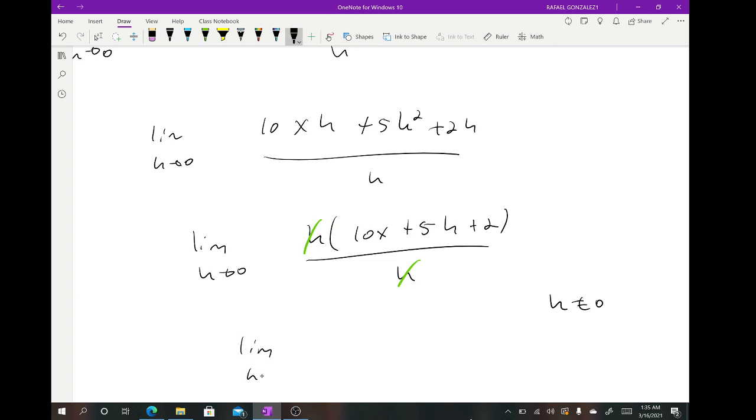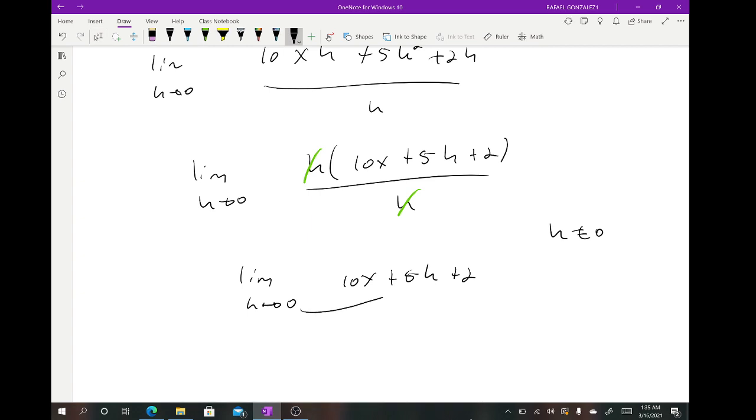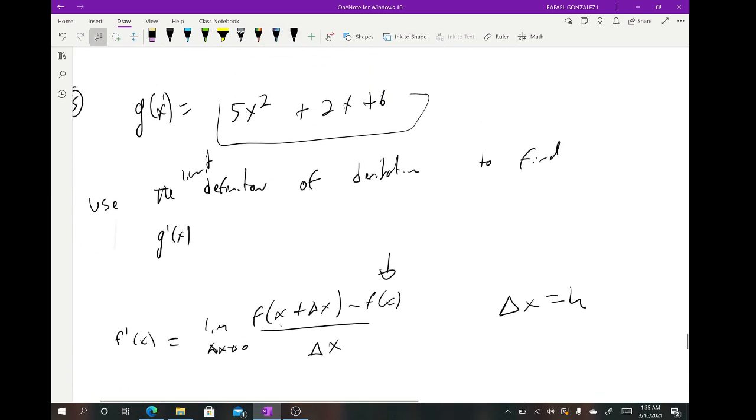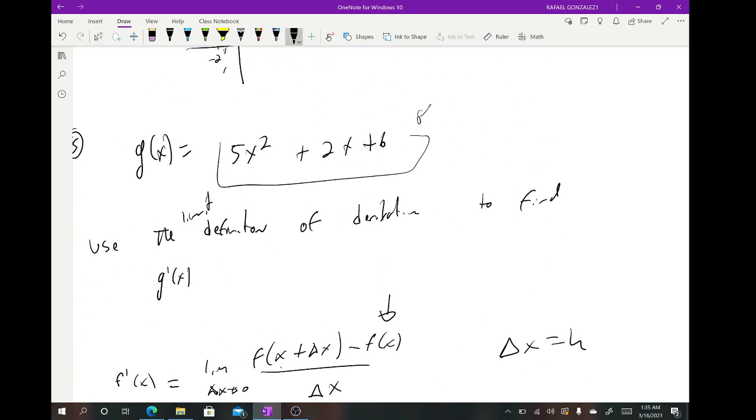So the limit as h goes to 0 of 10x + 5h + 2 is now very easy to find, because now we could use direct substitution. So we have 10x + 5 times 0 + 2, which equals 10x + 2. So the limit definition of the derivative can be used to find the derivative of an expression like this.